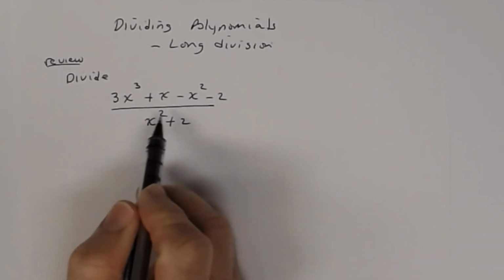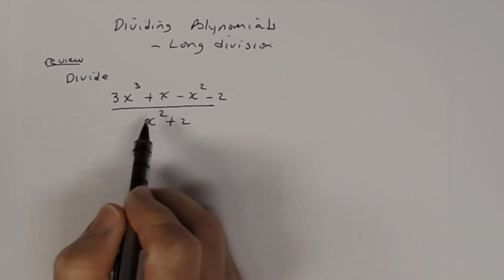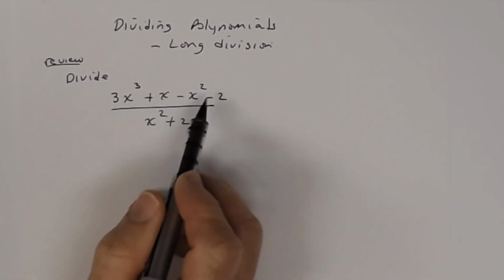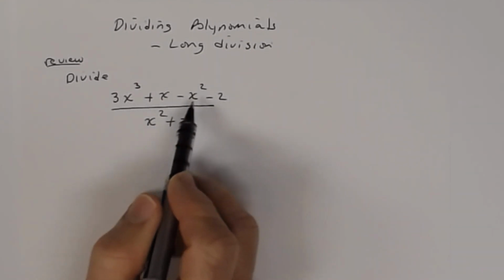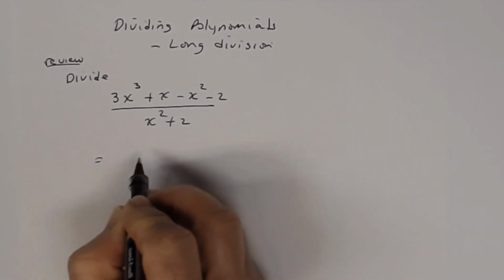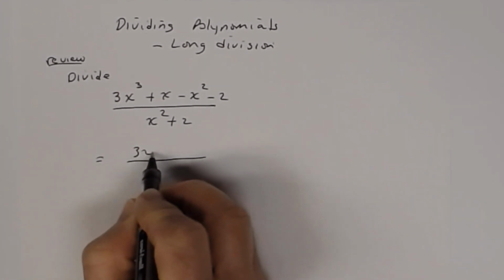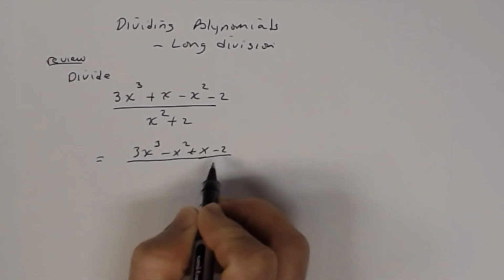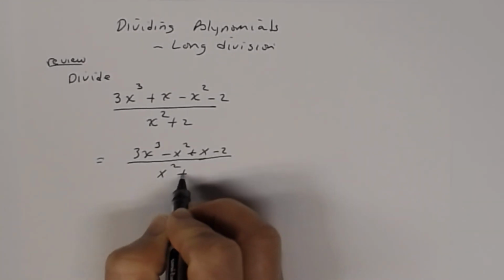Now, the denominator is in descending order. You have x squared plus 2. The numerator is not in descending order because you should have the x cubed term first, and then the x squared term should be next. So let's go ahead and rewrite this. When I rewrite this, that's going to be 3x cubed minus x squared plus x minus 2, and the denominator will be x squared plus 2.